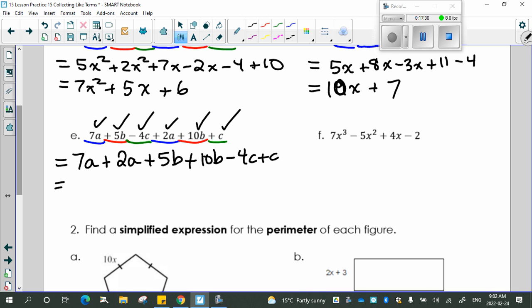So once you've regrouped and lined them up, that's when you just combine the like ones. And Alexa, what do you get when you combine the like ones? 9a plus 15b minus 3c. Perfect. Can I go to that? Yes, you can.